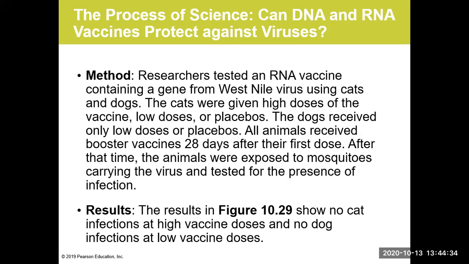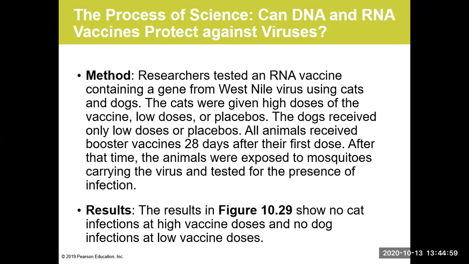Now, scientists made an RNA vaccine which used a gene from the West Nile virus. Then they wanted to test the efficacy of this vaccine. They gave the vaccine to cats in 3 different doses: a very high dose, a low dose, or placebos, that means those who were not given the vaccine. Dogs were also used and they received only low doses or placebos.